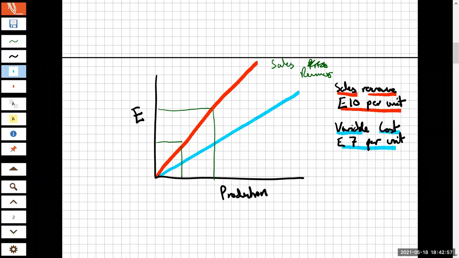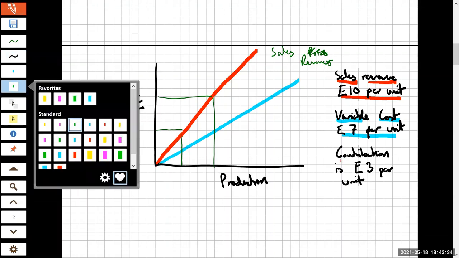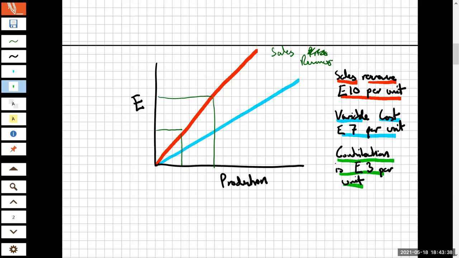We can take one from the other and have a contribution. The full title should be contribution towards fixed costs, as we'll see later. But what we can do is take off that £7 of the variable costs. So we could say contribution is £3 per unit. We'll do this in a nice green color. So we have the £10 per unit, this red line here. We have the £7 per unit, this blue line here. And we just take one from the other and it'll be the shallowest line of them all. And that would be the contribution at £3 per unit.